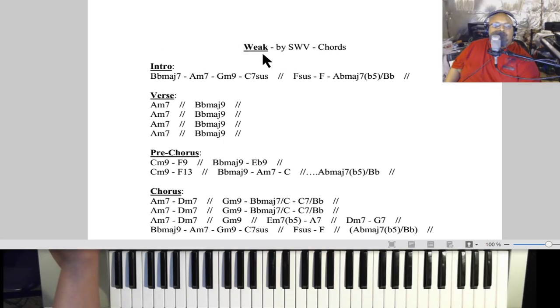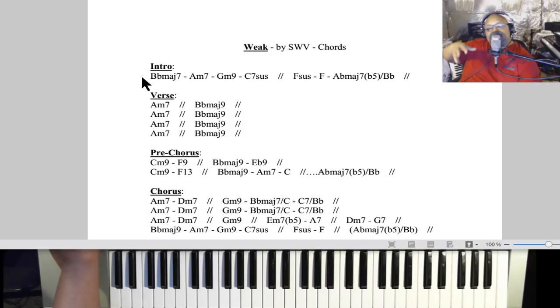So right here, you got your title. That's good stuff. I think you understand how that works. Now you notice right here where I have intro. I say that this is the intro. Now, when I'm doing a tutorial video, I always tell you when I'm saying, okay, this is how you play the intro. So use this chord sheet as a guide as you're learning the song and looking at the video.